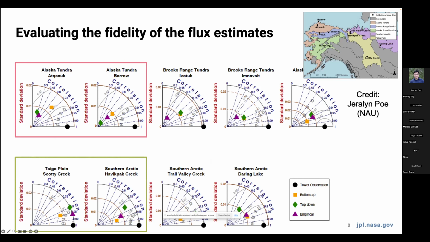The one shown in green here, which is Scotty Creek and Havoc Pack Creek, falls in this yellowish region here. In general, it seemed like all of the flux estimates had reasonable agreement with what the tower data was telling us. But if we looked at Barrow or Atqasuk, up in the Alaskan tundra, you could see we were getting some flux estimates, but you can't really say they were in any way reasonable in terms of what the tower observations were telling us.